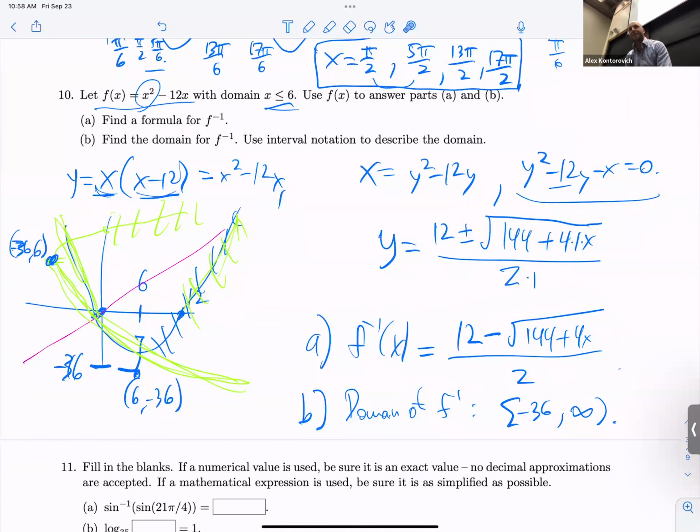Andrew: I found the domain for part B in a different way. I'm pretty sure it would always work. I just went to find when, like, under the square root. Yep, that's okay. This is a really good question. If they had said, don't start with the domain x equals 6, but start with the domain x equals 2.